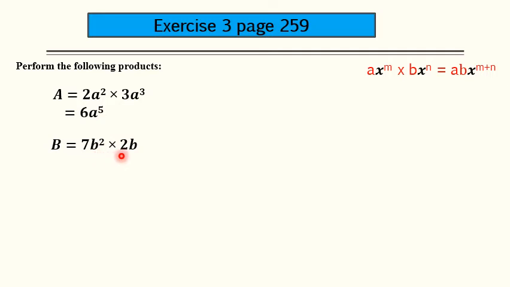7b squared times 2b. 7 times 2 is 14, and b squared times b, it's b to the power 1, I have to add the exponents, so 2 plus 1 is 3, it's b to the power 3, or b cubed. 2c times 6c. 2 times 6 is 12, and c times c is c to the power 2, or c squared. So 2c times 6c equals 12c squared.